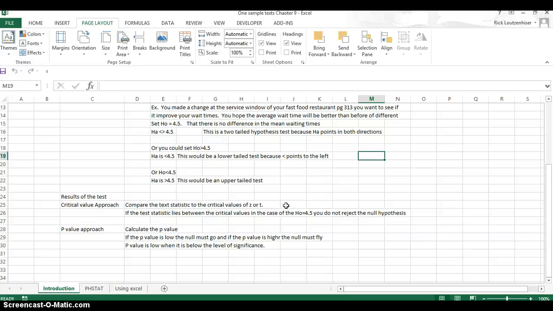the t or the z value is, and then we're seeing what our test statistic is, and if it lies between, then we get one result. If it lies outside, another. Okay, then I'm going to show you in a minute how that works.